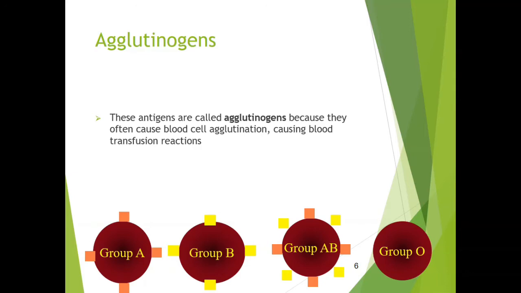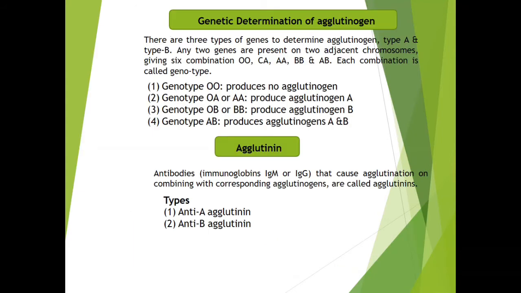Okay, genetic determination of agglutinogen. If a person has blood genotype OO, if both homologous chromosomes have no allele for a blood group antigen, the person's blood would be type O, which produces no agglutinogen, with no antigen on the RBC surface.